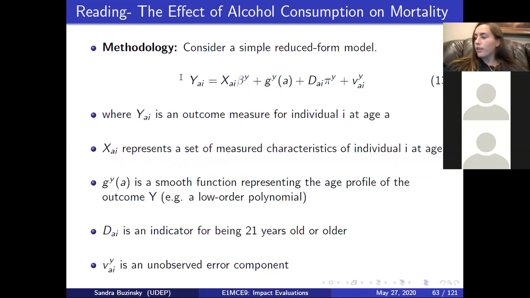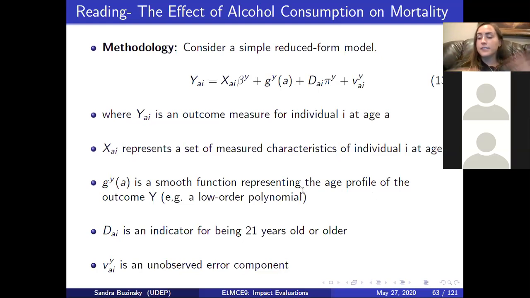So we have our outcome variable. Y_ai is an outcome measure for individual i at age a, and X_ai represents the set of characteristics for individual i at age a, that's just the vector of covariates. And then g_y of a is the smooth function representing the age profile of the outcome. So this would be like a low order polynomial.